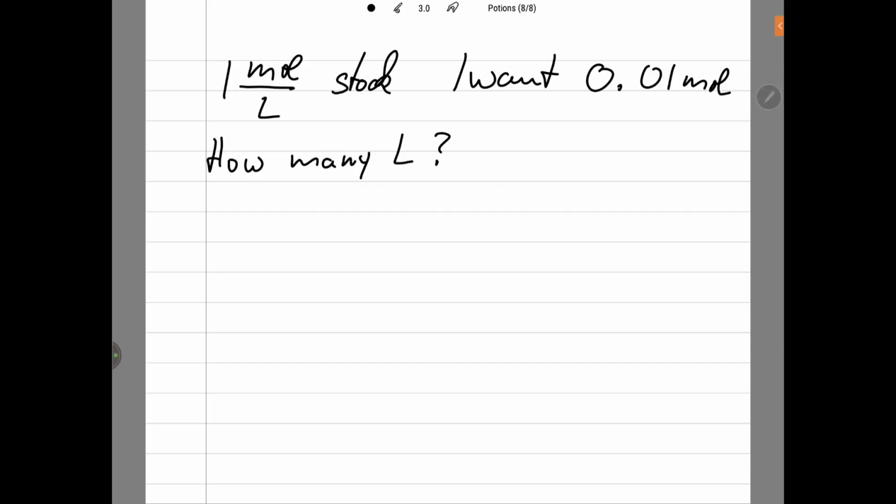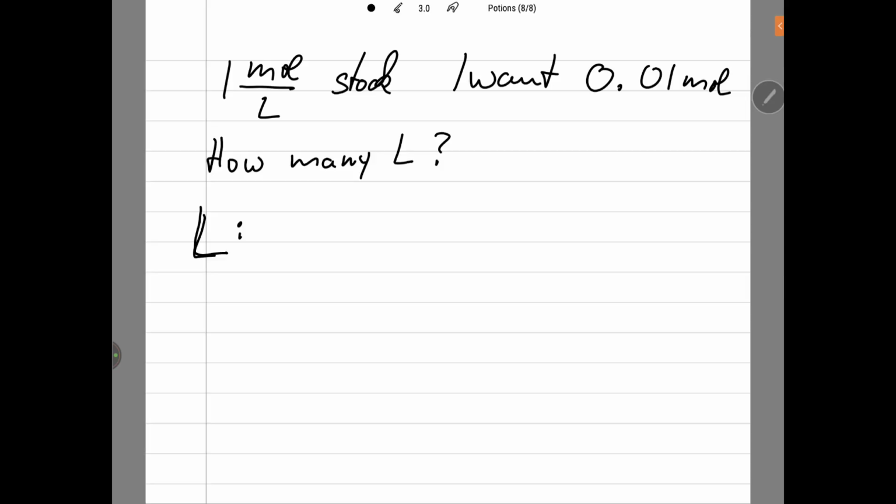Shall we do dimensional analysis? Because we haven't done that before, have we? Okay, what's the unit that I'm looking for? Liters. Do we have liters?